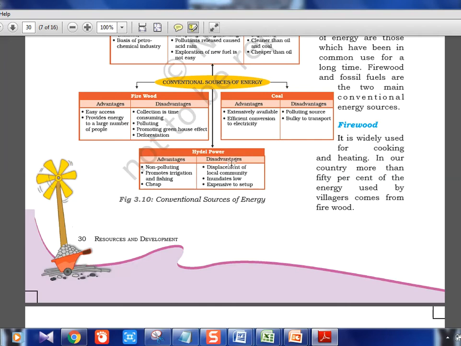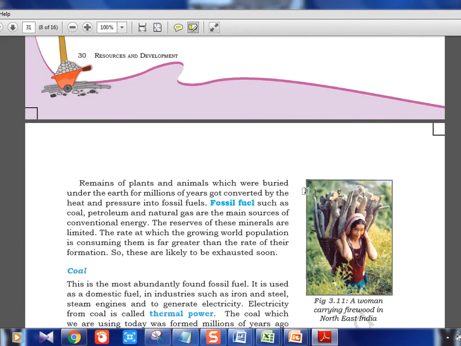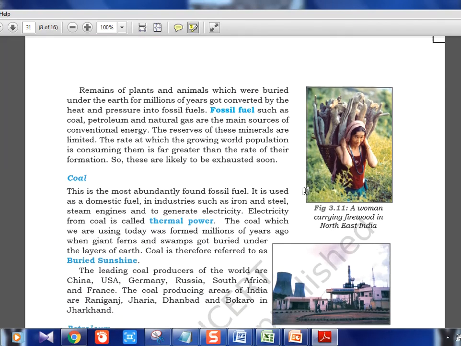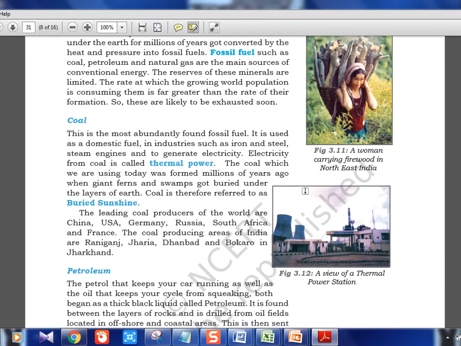Now we have even newer things: the solar energy, the wind energy, the nuclear energy, tidal energy, geothermal energy. There are lots of new other ways which can even be called non-conventional sources also. I'm not reading the text which is given here because it's all whatever is there in the table only. So again, pictures are given: firewood collection in northeast India. Coal, petroleum, natural gas are called the fossil fuels. Again, we are trying to replace all these things.